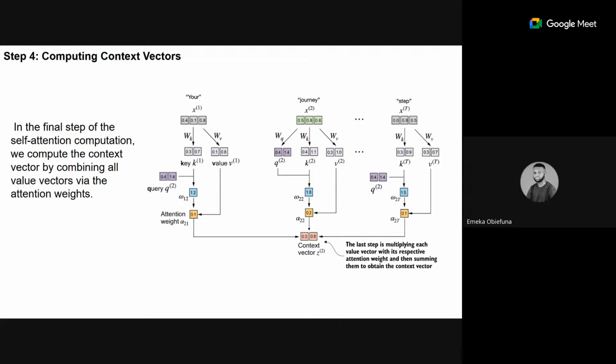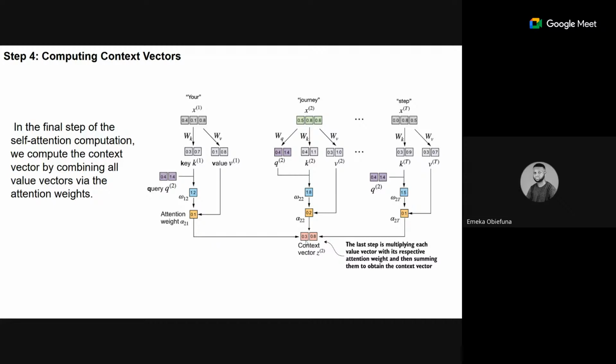So now that we've computed our attention weight, the next thing is for us to compute the context vector. Since we are still working with the second input token in mind, to get the context vector we now have to get the attention weight for this, get the attention weight for this, get the attention weight for this, and put everything together to give us our context vector that we have here.